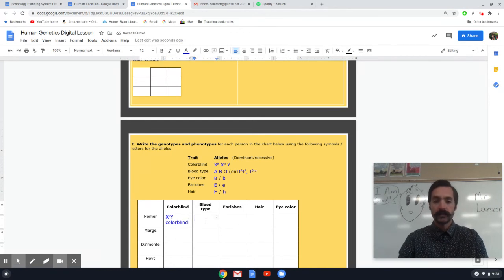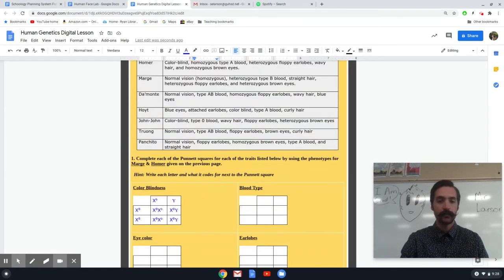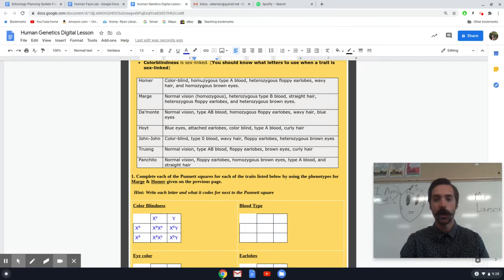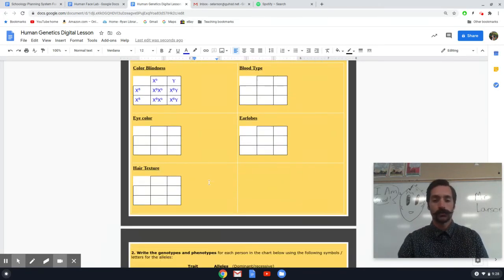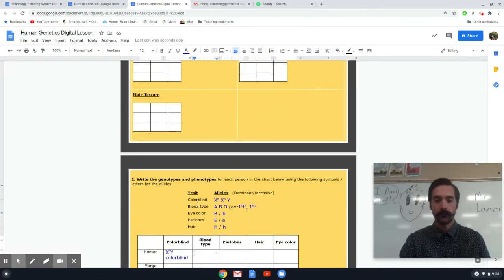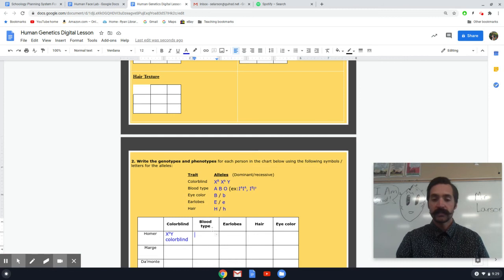So next, we're going to look at his blood type. His blood type, as it says here in the section, is homozygous type A blood. So we're going to scroll back down. Blood type is A, B, or O. There are different examples. Here you have your blood type A and blood type A. Here you have your blood type B and blood type O. So his blood type is blood type A, as it says in the section above, and it's homozygous.